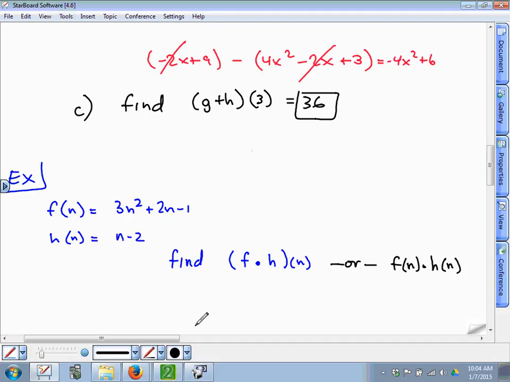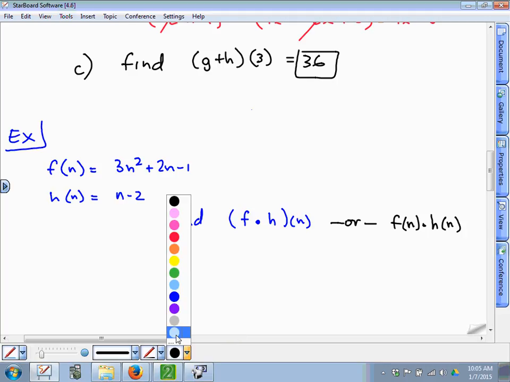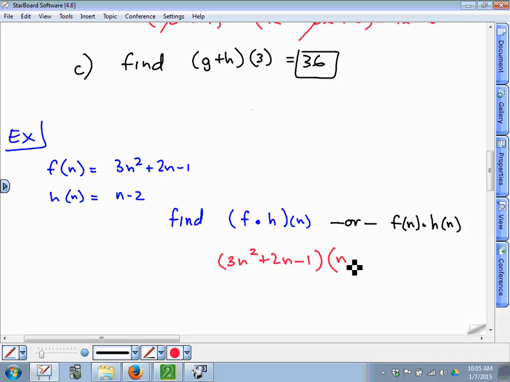Multiply the two functions. So this is a little more involved than just adding like terms, because you can multiply any type of term together. So it'd be best here to put them in parentheses. 3n squared plus 2n minus 1 multiplied by n minus 2. This is also something that you did way back in Unit 1. Just got to remember to distribute every term in the first parenthesis to every term in the second parenthesis. I'm going to give you guys a go at it, see what you can make of it.